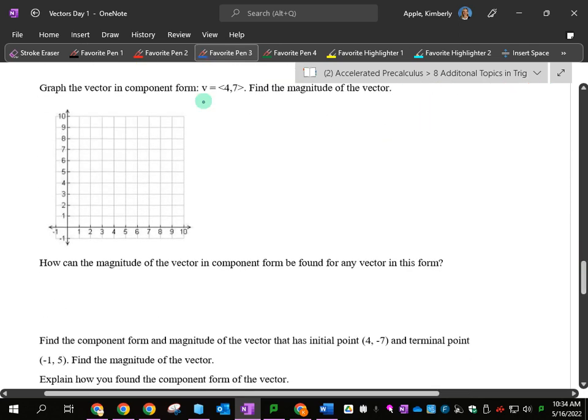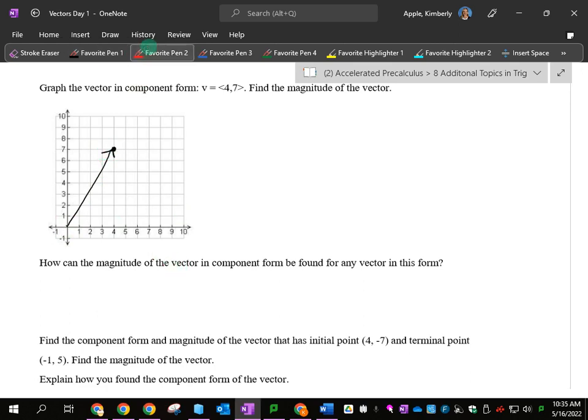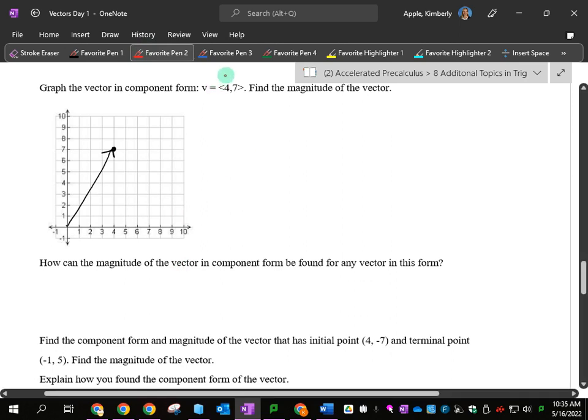Okay, graph the vector in this component form 4, 7. Well, in the standard position, that's pretty easy. We just go right 4, up 7. And then draw the vector to the terminal point. All right, I can find the magnitude without counting because I already know that this is the horizontal and the vertical part of it. So I can find the magnitude of V just by taking the components and putting them into the Pythagorean theorem, because those are going to be the legs of the triangle. The horizontal one is 4 and the vertical one is 7.